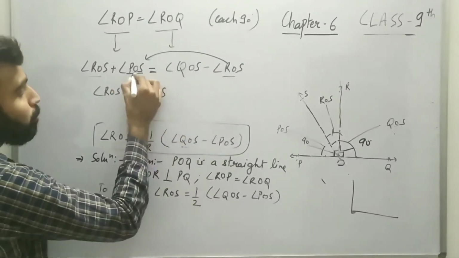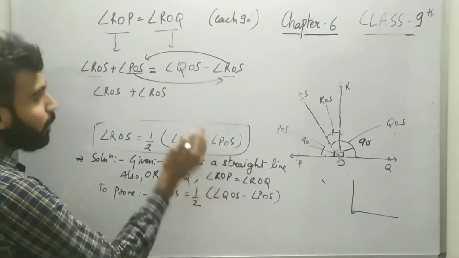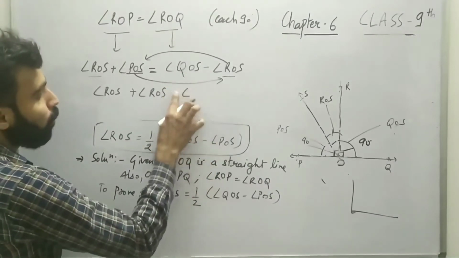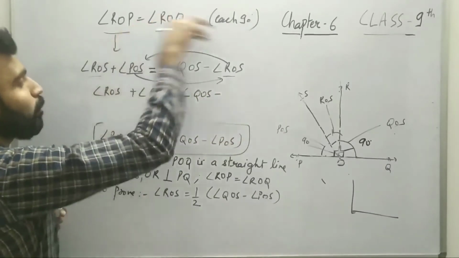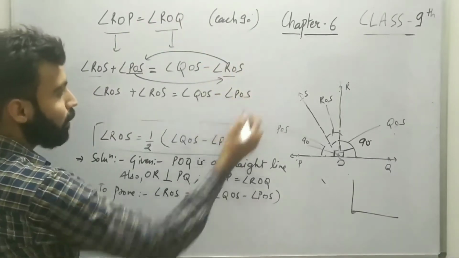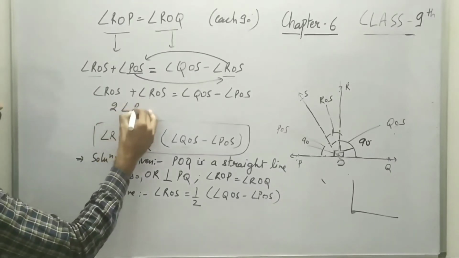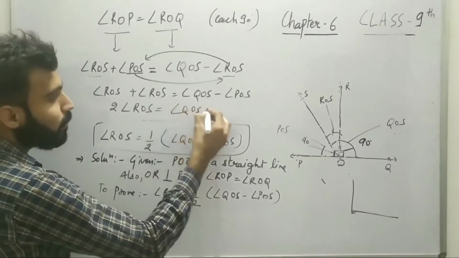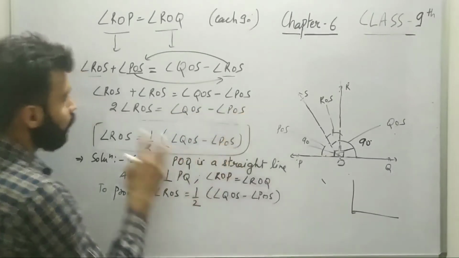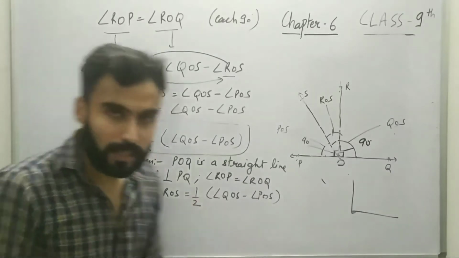Now transfer this POS over to the right hand side to bring this statement, right? So equal to QoS is already there, minus, now this is plus, it will become minus POS, right? Now further, ROS plus ROS will be 2 angle ROS. Now equal to angle QoS minus angle POS, right? We have added 2 angle ROS, so that will be 2 angle ROS, right?